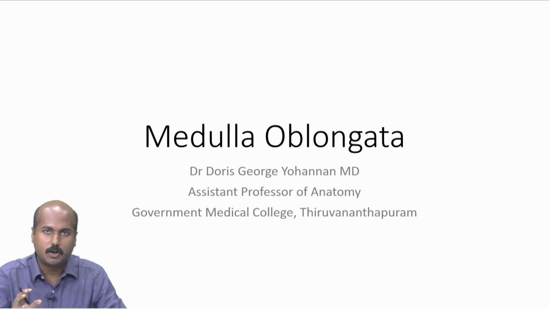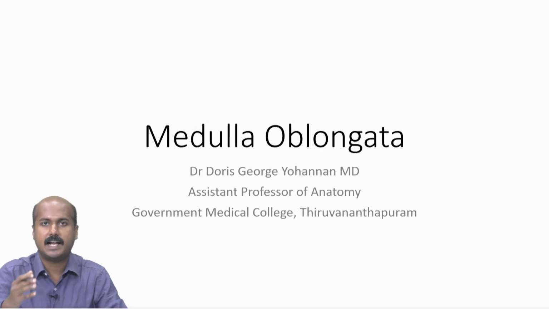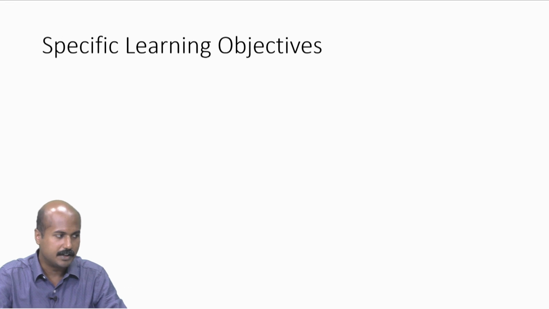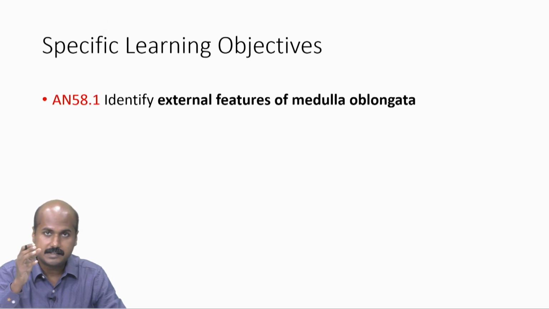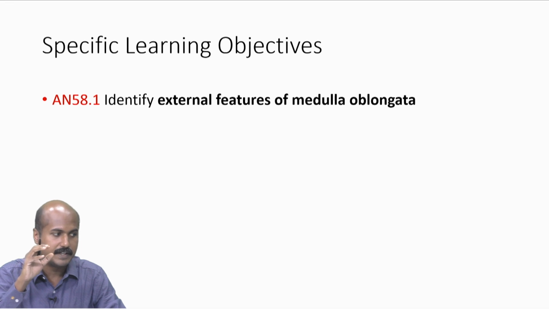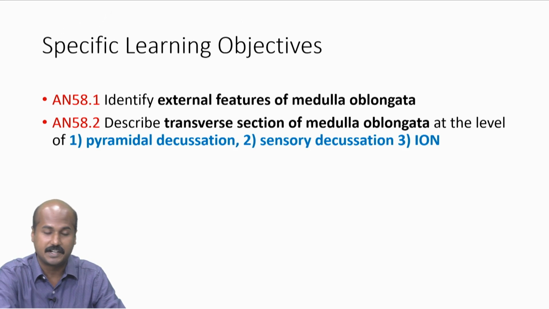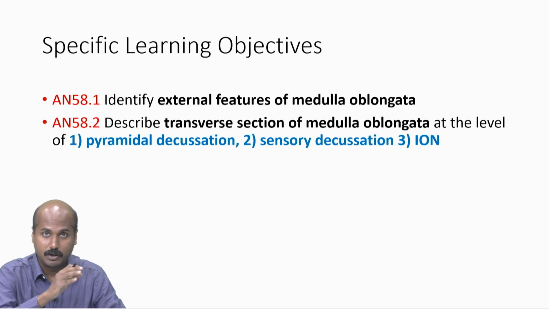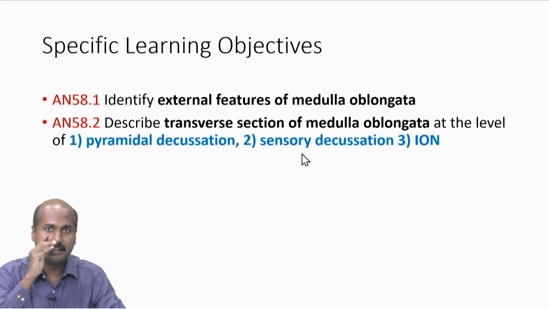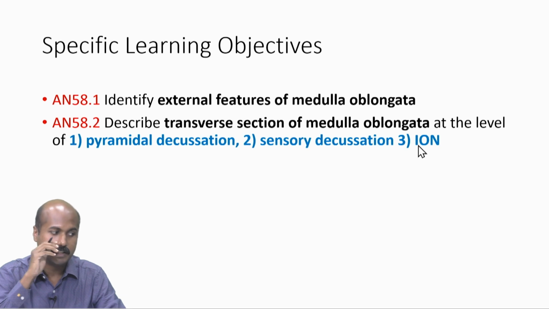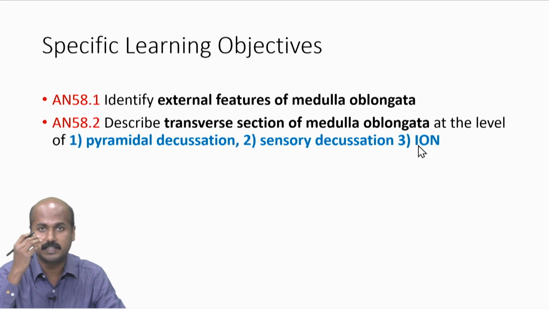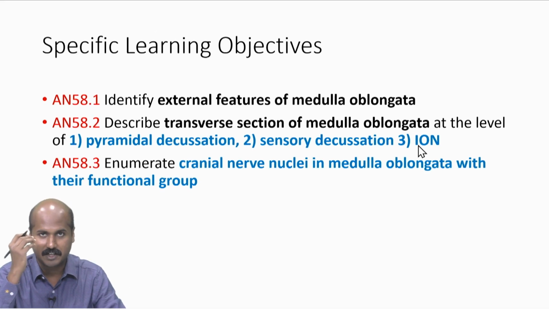The specific learning objectives or the competencies prescribed by the National Medical Council in the CBME curriculum is this. AN 58.1, Anatomy 58.1 says that a student needs to identify the external features of the medulla oblongata and also the internal features by learning the transverse sections at the level of the pyramidal decussation, sensory decussation, and the inferior olivary nucleus. Also you have to know the cranial nerve nuclei that are emerging from the medulla oblongata and their functional groups.